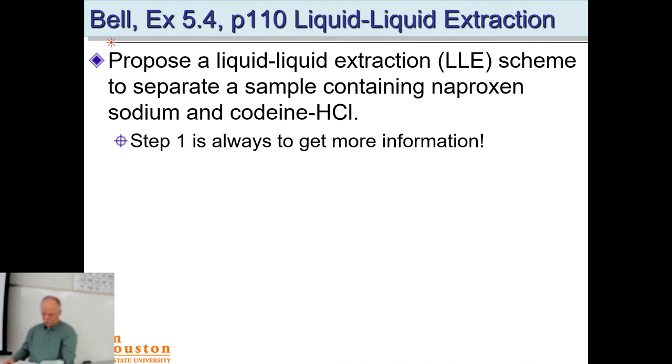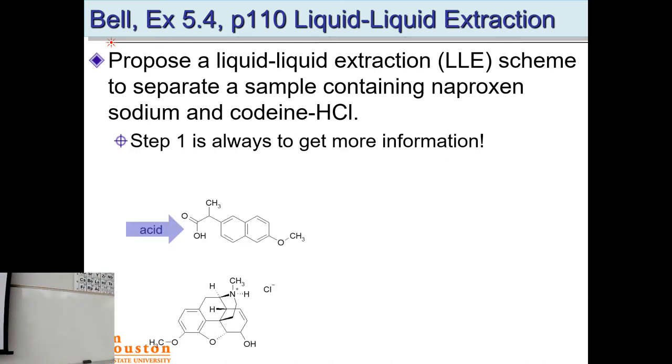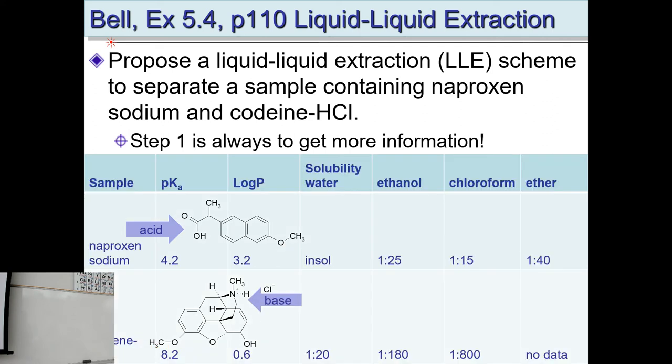And then here's the codeine. You can find the entry for codeine, and it's got all of its information. So here are our molecules. The naproxen sodium is an acid. The codeine is a base. And here's the information from the table in the Merck Index. Now, notice the solubility numbers. Water says insoluble, ethanol 1 to 25, chloroform 1 to 15, ether 1 to 40.